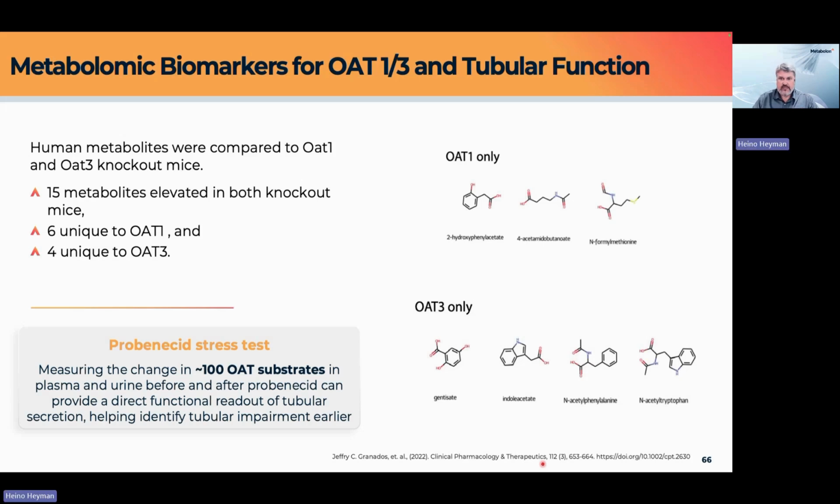Clinically this could be quite helpful in identifying tubular impairments earlier, especially in seemingly healthy individuals going into a phase 1 or phase 2 clinical trial.